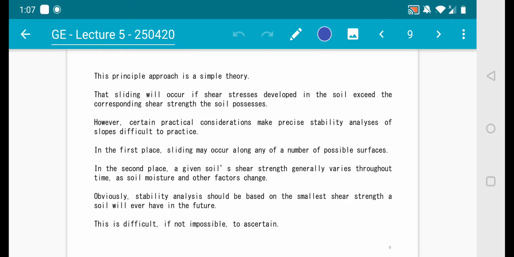In the first place, sliding may occur along any of a number of possible surfaces. In the second place, a given soil's shear strength generally varies through time as soil moisture and other factors change. Obviously, stability analysis should be based on the smallest shear strength a soil will ever have in the future. This is difficult, if not impossible, to ascertain. So, this is general information about slope analysis, the very beginning part of how you analyze a slope.